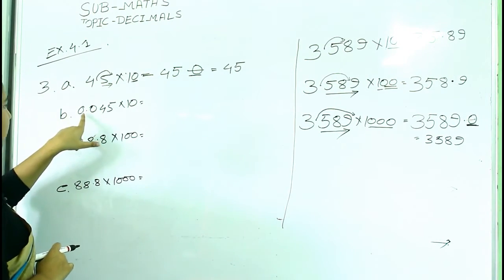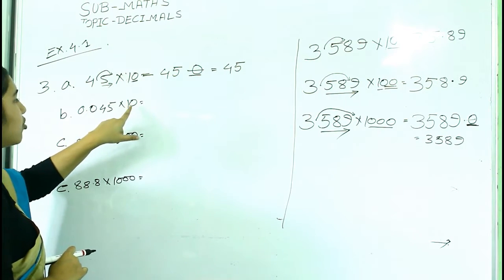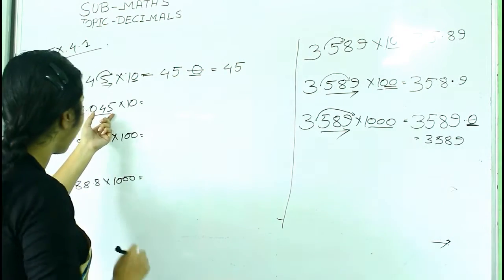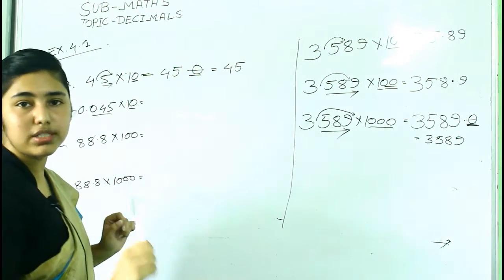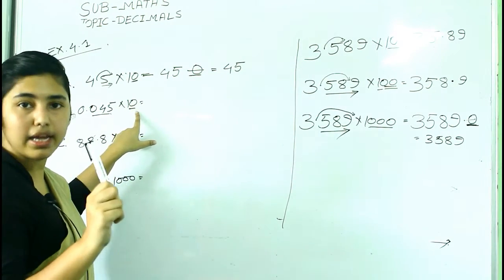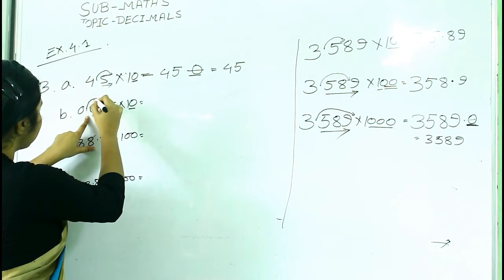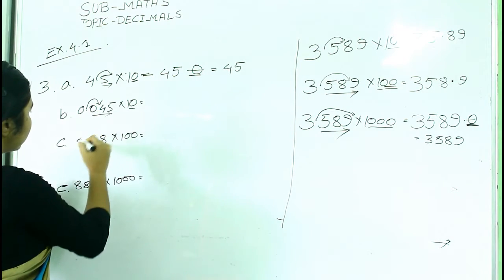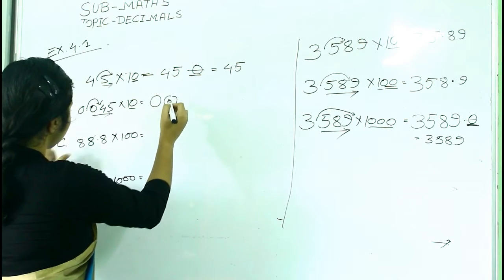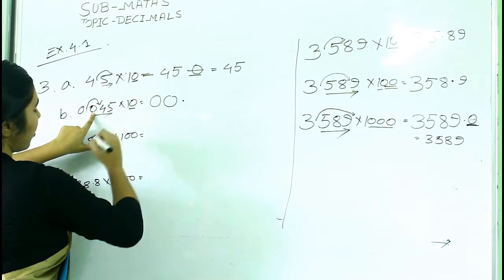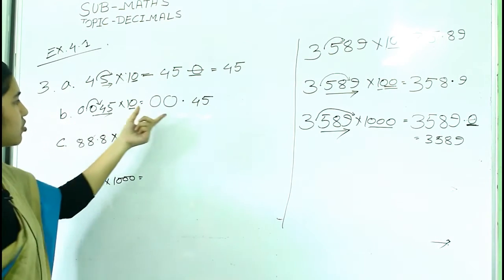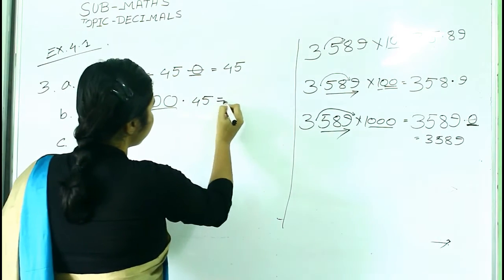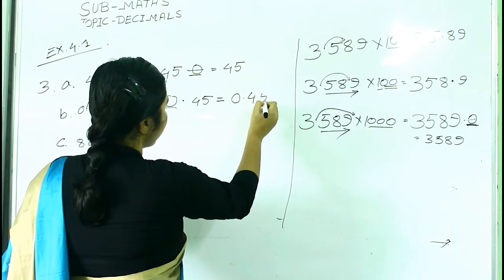Next we have to multiply 0.045 into 10. Here in this number we have 3 decimal places, right? We have to multiply this number with 10, which means 1 is followed by again 1 zero. So again shift this point 1 decimal place to the right. So 0 0, next put the point 4 5. So here our whole number part is 0, but we have to write it as 0.45.